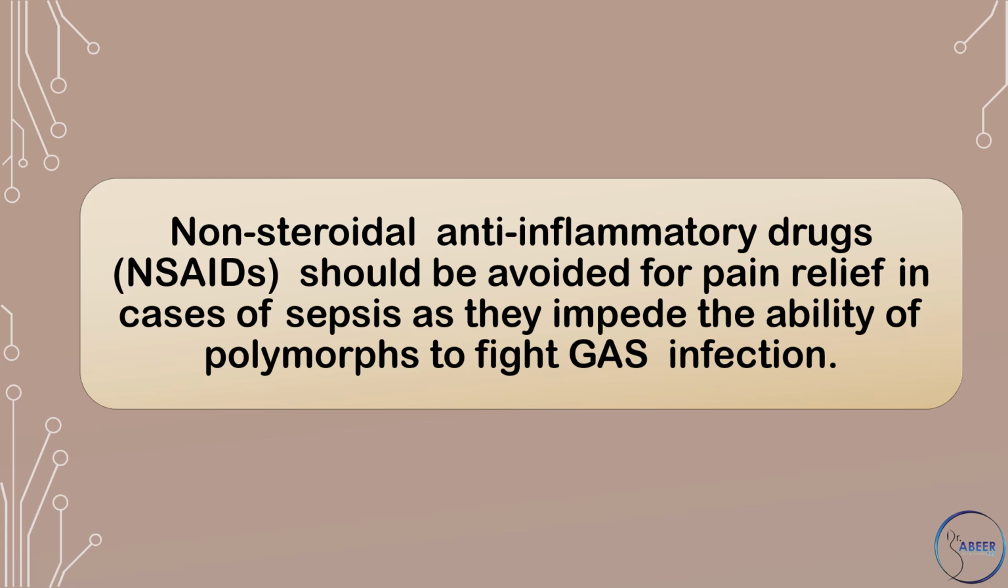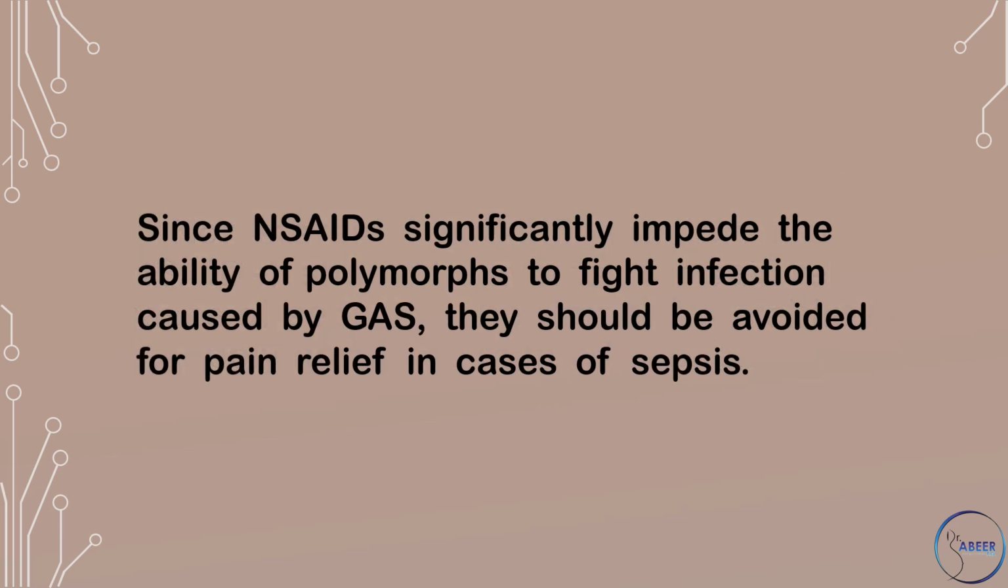Non-steroidal anti-inflammatory drugs, or NSAIDs, should be avoided for pain relief in cases of sepsis, as they impede the ability of polymorphs to fight group A streptococcal infection. Since NSAIDs significantly impede the ability of polymorphs to fight infection caused by group A streptococcus, they should be avoided for pain relief in cases of sepsis.